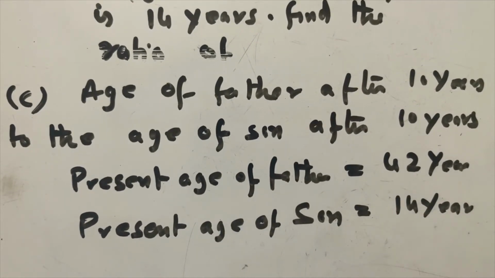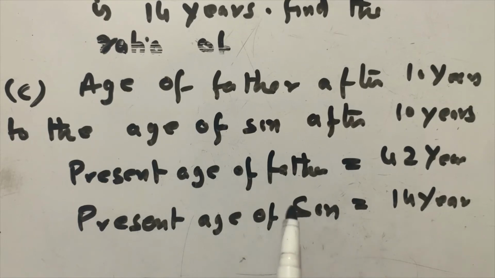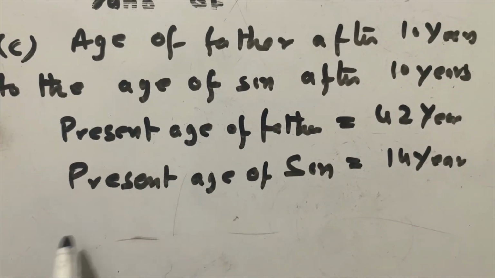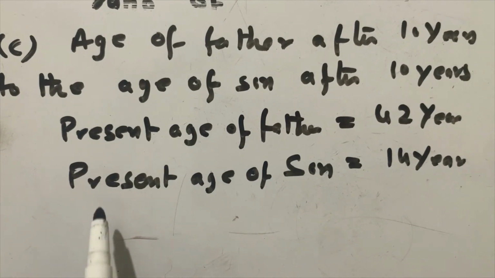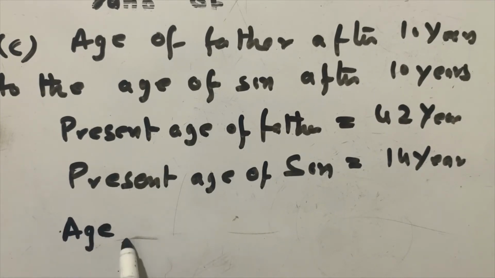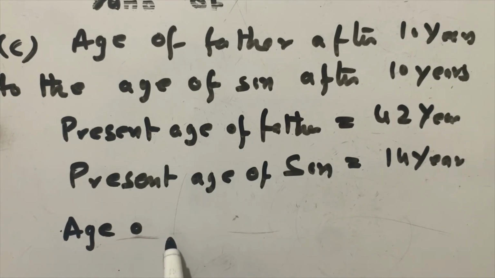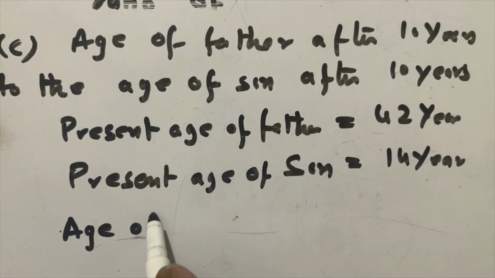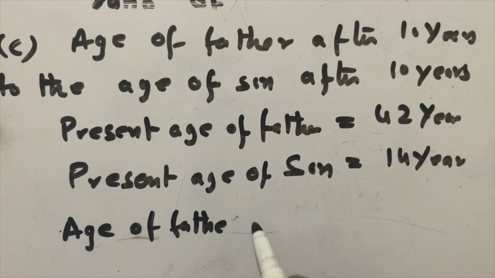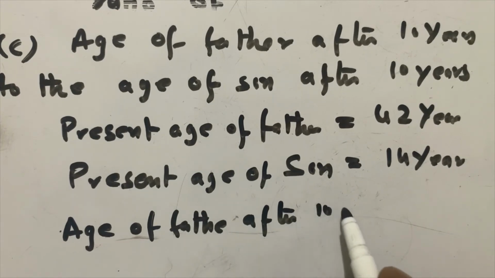After 10 years, what will be the age of father and the age of son? Now future, therefore we will find the age of father; present ages of father and son are given. We have to calculate the ratio after 10 years, so we have to find the age of father and the son after 10 years. So age of father after 10 years.